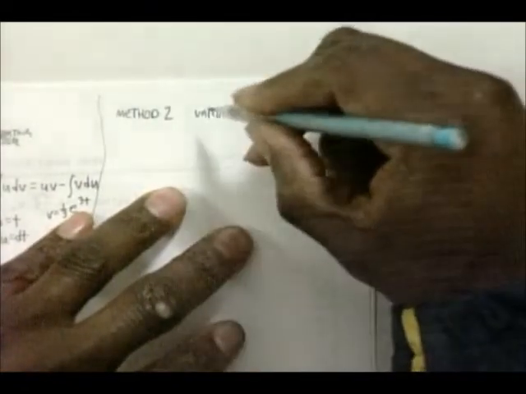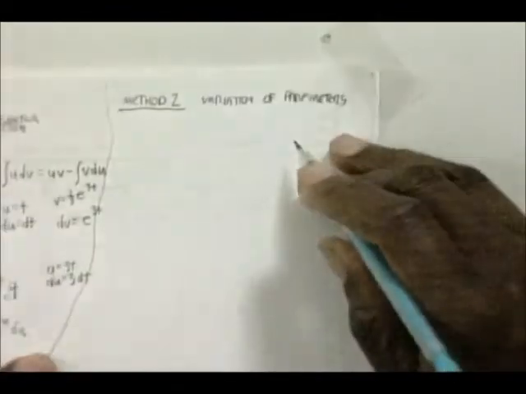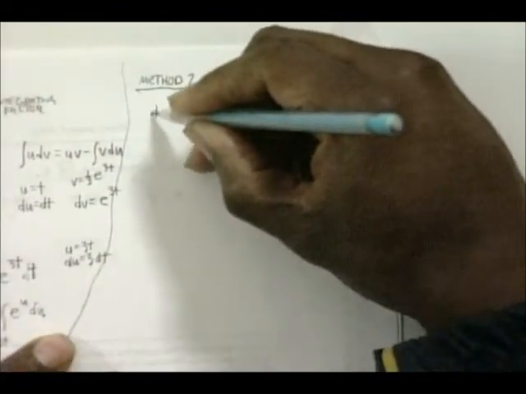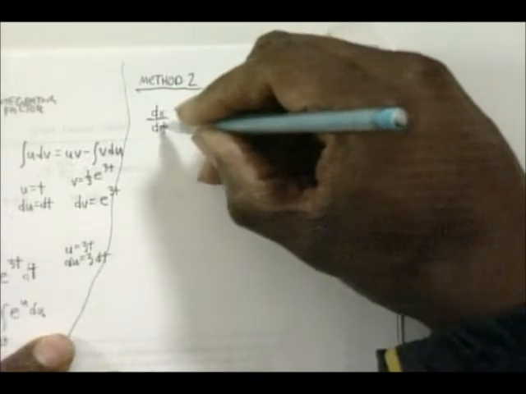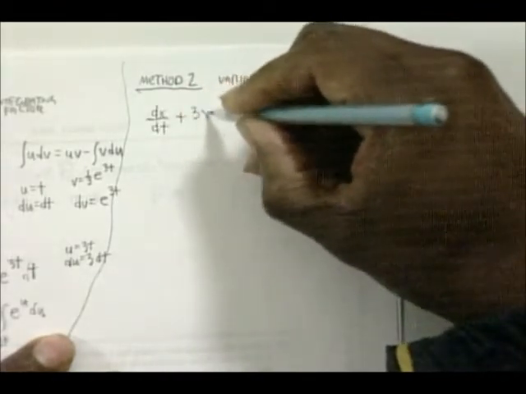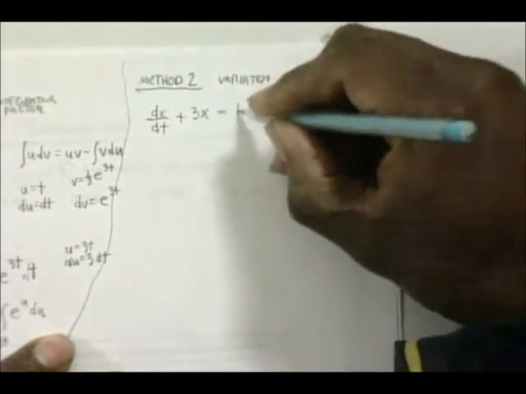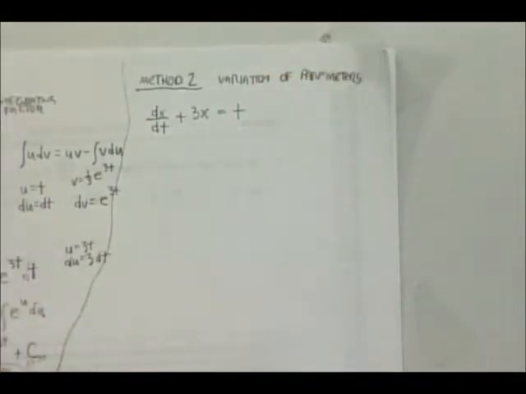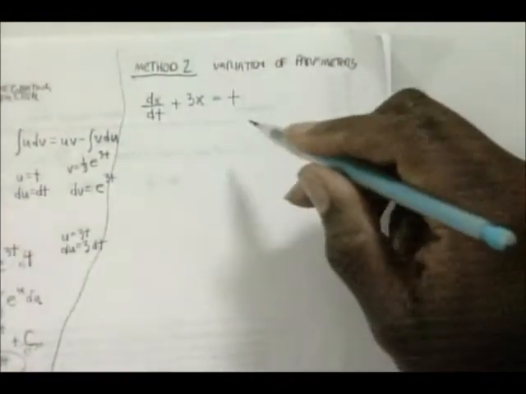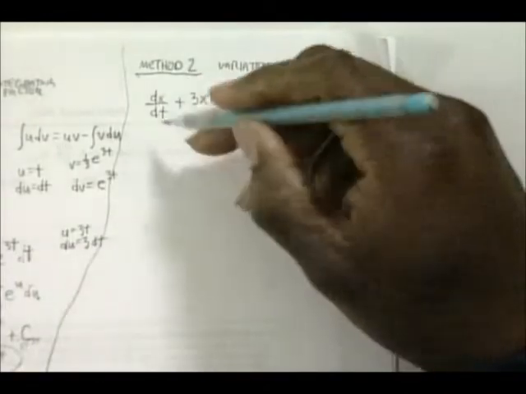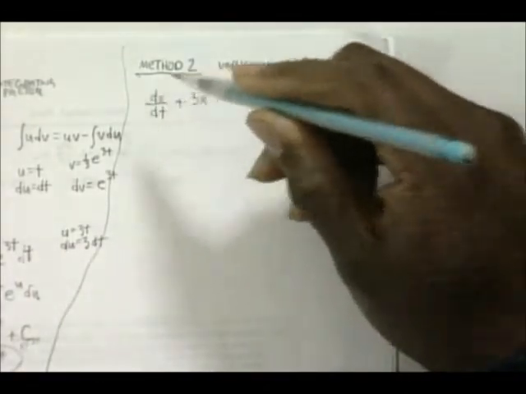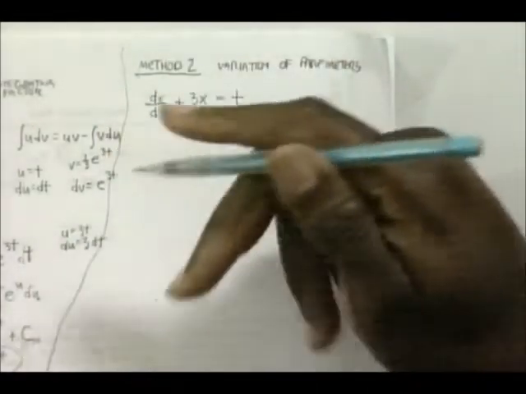Okay. All right. So, same problem: dx/dt plus 3x is equal to t. Variation of parameters technique. This first term has to be 1 there. It is, so there's no need to address that.